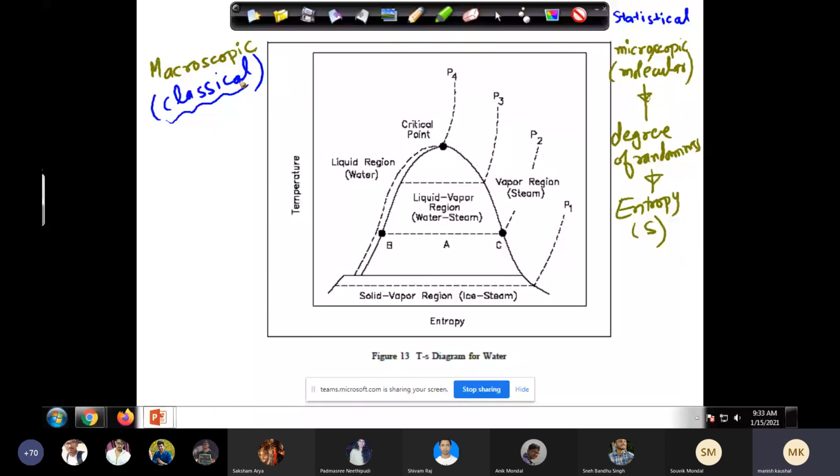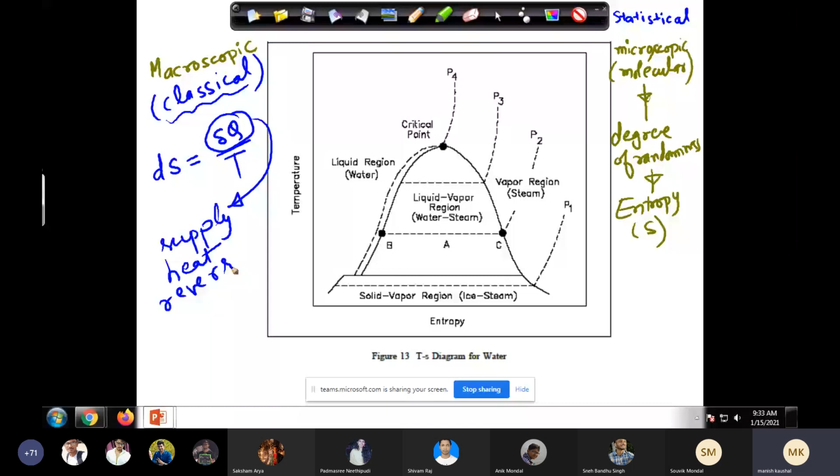dS is a very small amount of heat divided by T, supplied in a reversible way. So you have to supply heat reversibly, so your process should be reversible. How we supply heat in a reversible way, we'll see. All these aspects will be discussed in the second law again. What does reversible heat supply mean? In classical thermodynamics, that's how we define entropy. It doesn't talk about degree of randomness.